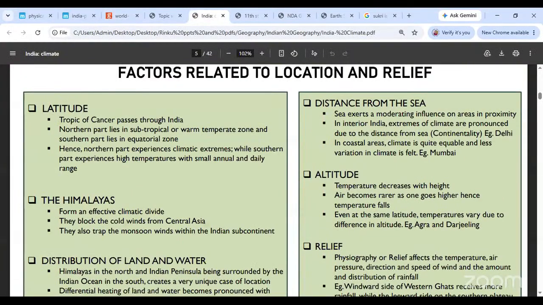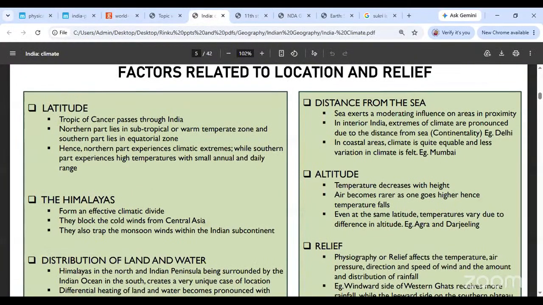Okay, distance from the sea. This is the factor of continentality that we were talking about. We say that places that are close to the sea usually experience a moderating influence from the sea, because the sea never heats up very quickly, and neither does it cool down very quickly. Okay, so it takes a long time to heat up and a long time to cool down, as opposed to the land which heats up very quickly and cools down very quickly.